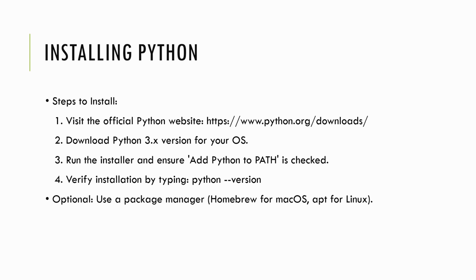Be sure to check the box that says Add Python to PATH during the installation process. Once installed, open your terminal or command prompt and type python --version to verify that Python was installed successfully. You should see the version number of Python that was installed.